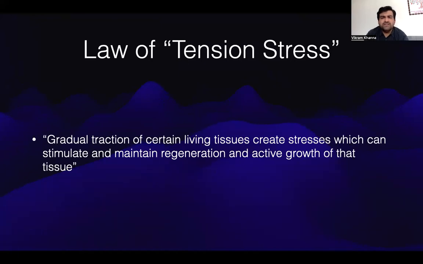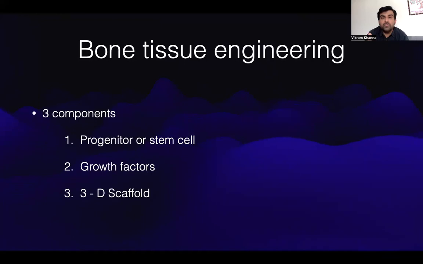Now, this is the law of tension stress, which basically explains how the Ilizarov technique works. It is the gradual traction of certain living tissue that creates stresses which can stimulate and maintain regeneration and active growth of that tissue. Now, for the growth to happen, there are three components which should be there. One is progenitor or stem cells. Then there are growth factors which activate those stem cells or the progenitor cells. And a 3D scaffold has to be there on which those stem cells grow.